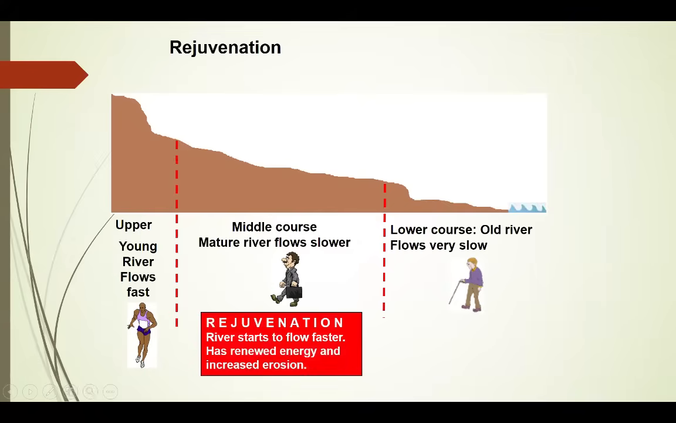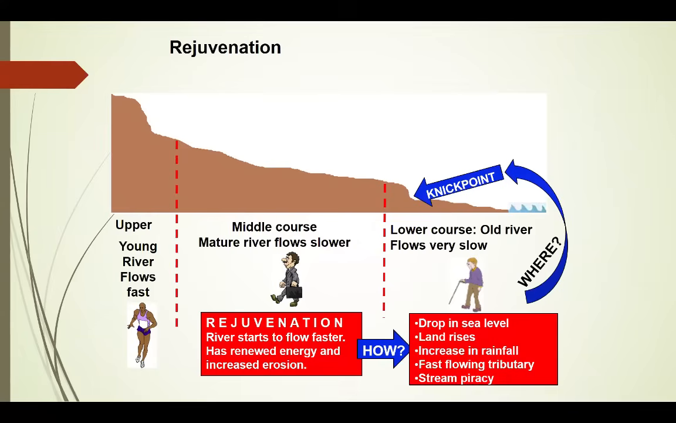Okay, there is your rejuvenation. What is rejuvenation? It is when a river starts to flow faster. It has renewed energy. So what do we have there? We have a river in its upper course, middle course, and lower course. So what you need to know, we spoke about the knick point, where there is a sudden change in the gradient of the river.